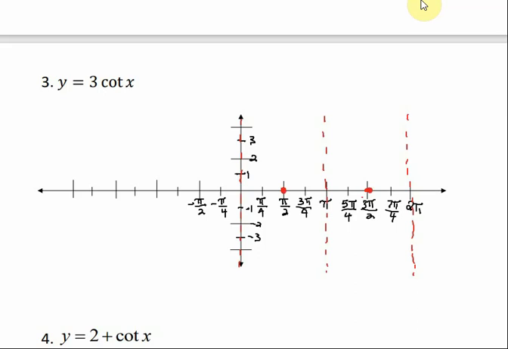And then at pi over 4, cotangent is usually positive 1, but since we have this 3 here, instead of going to 1, it's going to go all the way up to 3. And then at 3 pi over 4, it's going to go down to negative 3. So let's draw this curve. And that would be y is equal to 3 cotangent of x and what it would look like.